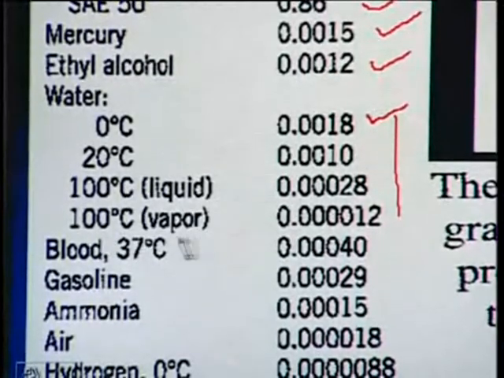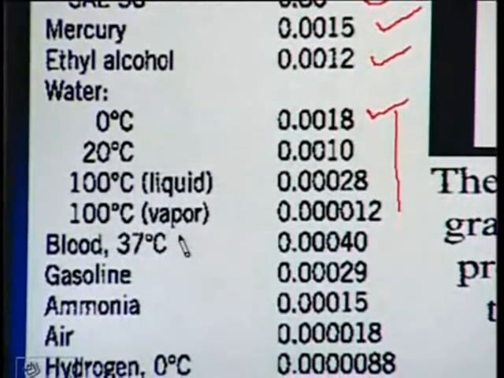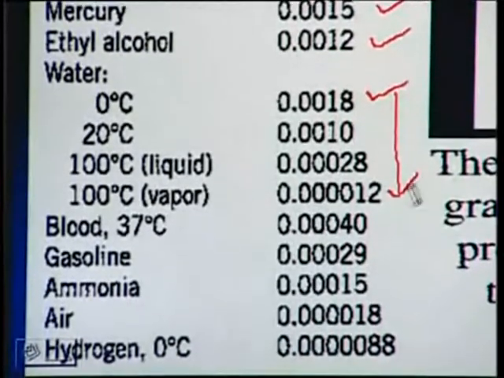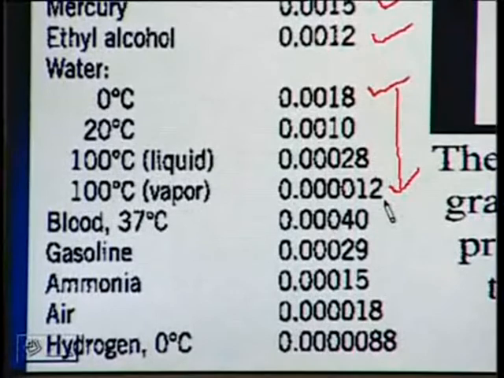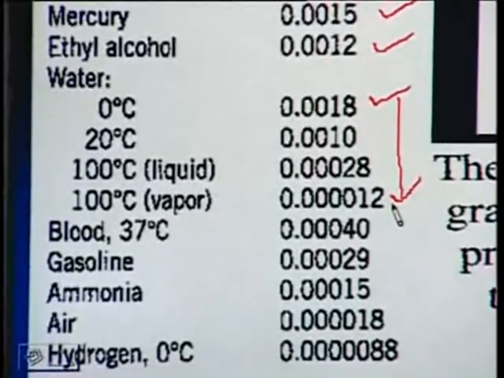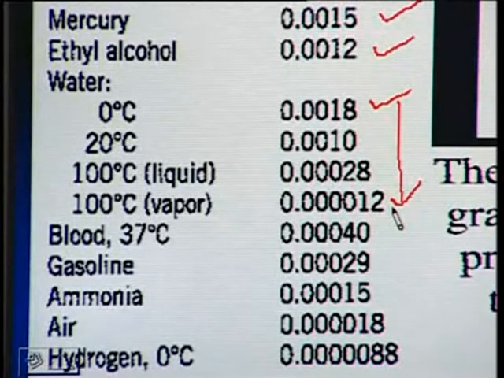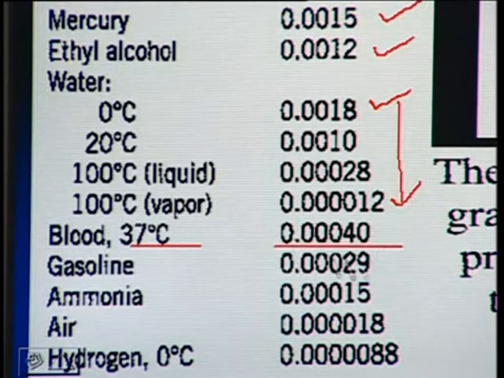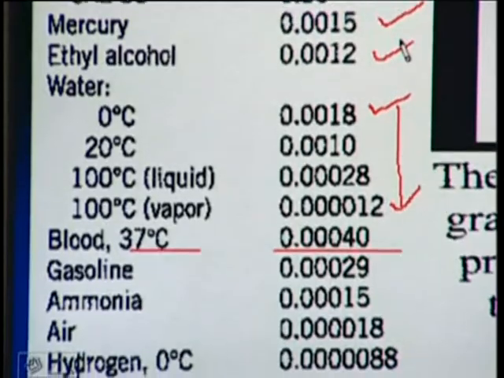In case of vapor, if liquid is converted into vapor at constant temperature, its viscosity is further reduced. So, in vapor or gaseous form, viscosity is very low in comparison to liquid form. In case of blood at 30 degree centigrade, we have 0.00040 kg per meter second. For gasoline, ammonia, air, hydrogen at 0 degree centigrade, we have these viscosities. So, with the help of this table, we can have an idea of the viscosity of different fluids.